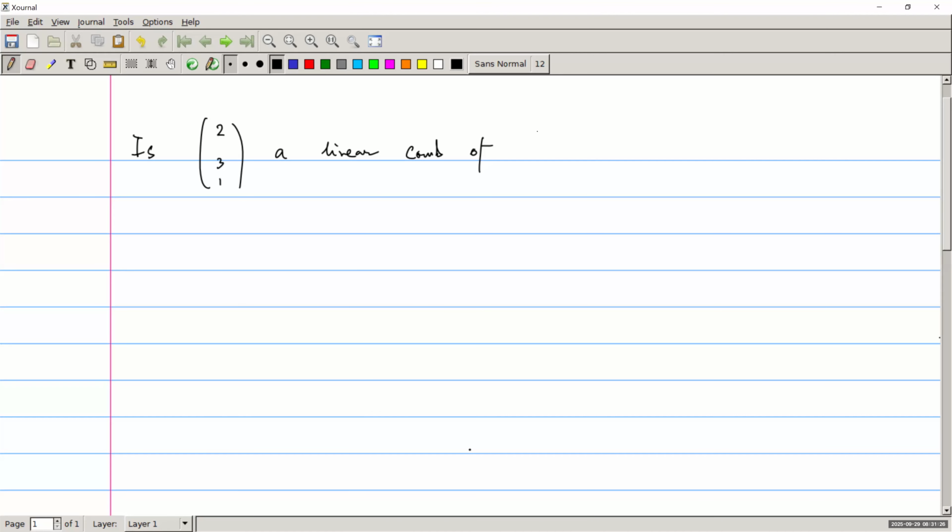Okay, linear combination of and 1, 2, 1. Okay, so how do we do this? So Christian, you want to do it on the board? Yeah. Okay. Let's see.